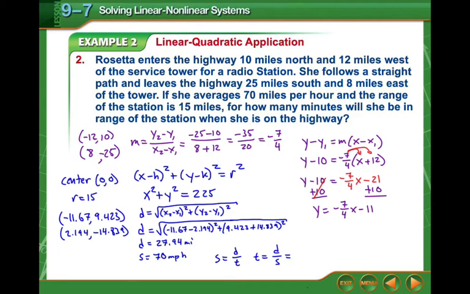So our distance was the 27.94 divided by 70. That's going to give us 0.399 hours. We multiply that by 60 to get minutes, and our answer is 23.95 minutes. That's what it asked us to find. So she's on that highway. She'll be able to listen to that radio station for about 24 minutes.